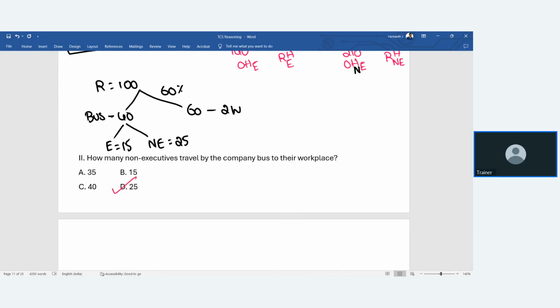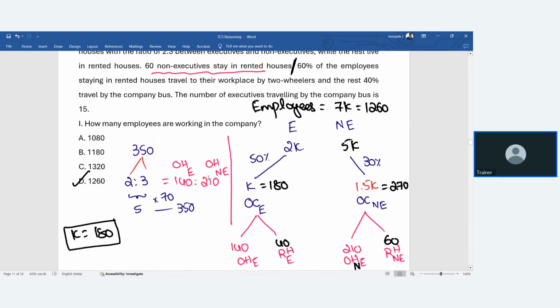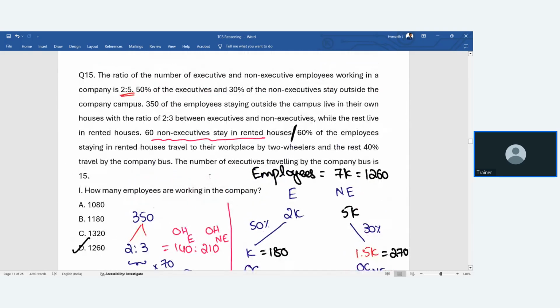Option D is the answer. 25 non-executives are traveling in company bus to their workplace. So see this entire data breakup. Okay, it is taking time. Fine. This type of questions we can expect in advanced sections as well.